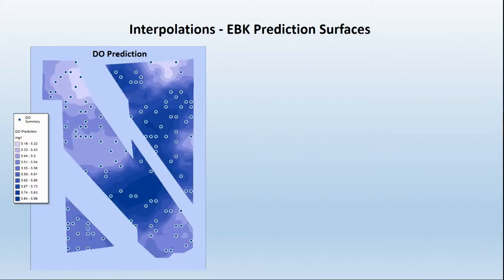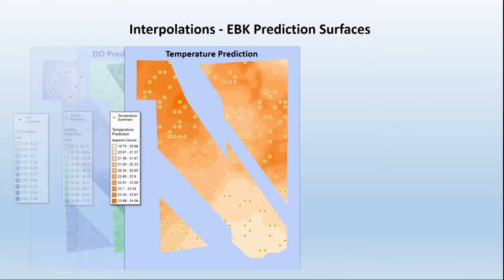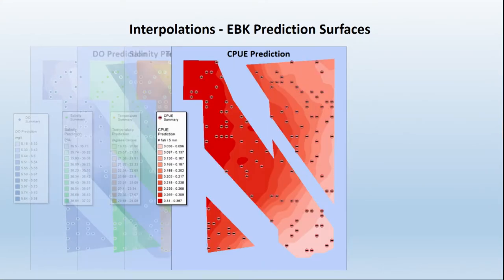So these are the predicted surfaces. I used empirical Bayesian kriging for the interpolation because I like the fact that you can select how many simulations you want to run in order to figure out what your variograms are for the model. I did this for DO, as well as salinity, temperature, and then finally I ran one just to see what the model would predict in terms of catch rates for red snapper.